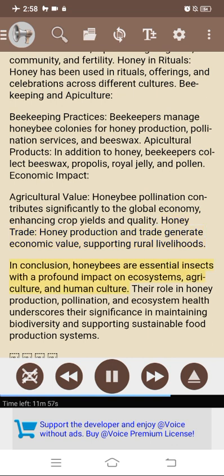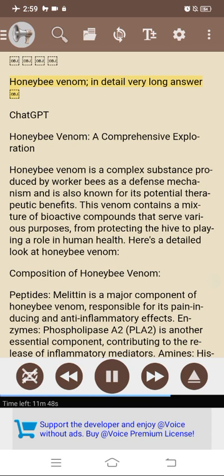In conclusion, honeybees are essential insects with a profound impact on ecosystems, agriculture, and human culture. Their role in honey production, pollination, and ecosystem health underscores their significance in maintaining biodiversity and supporting sustainable food production systems.